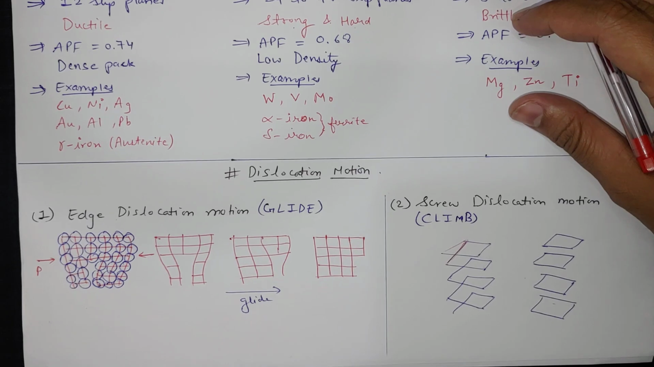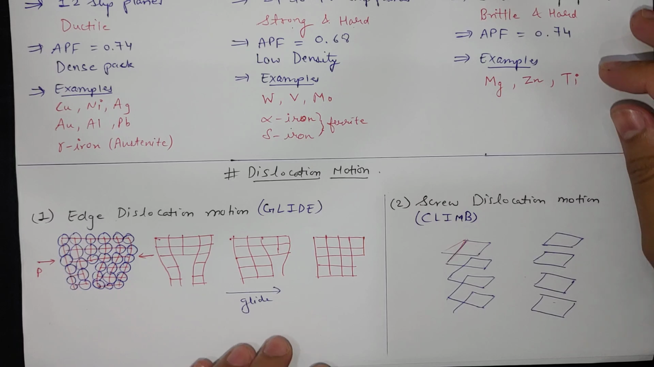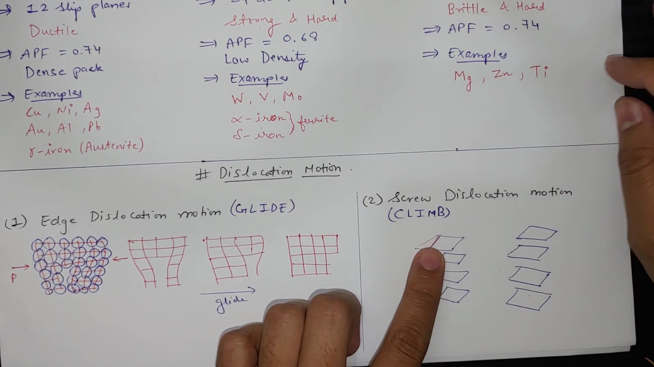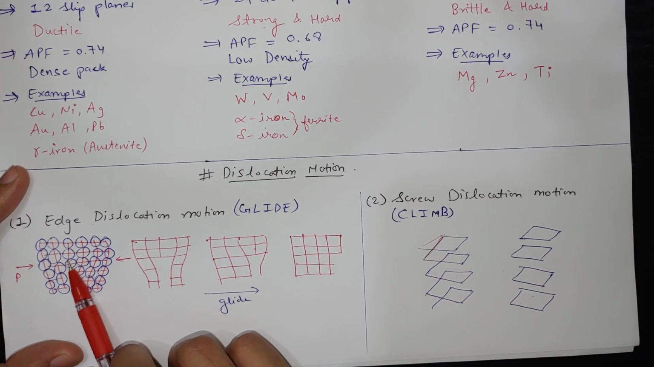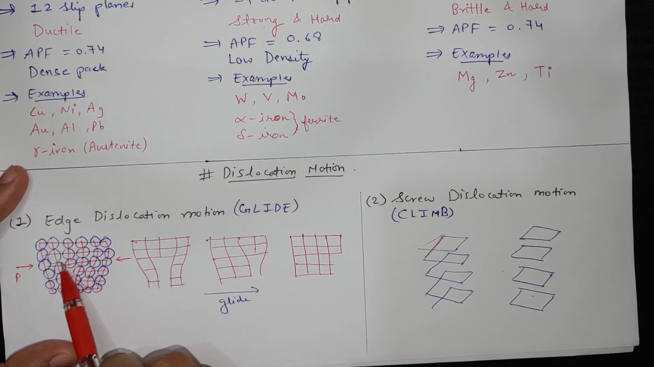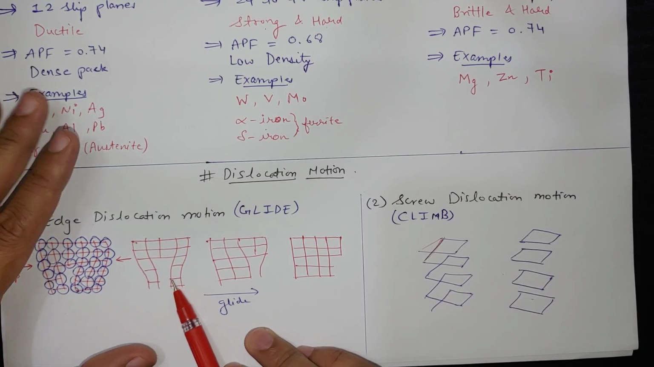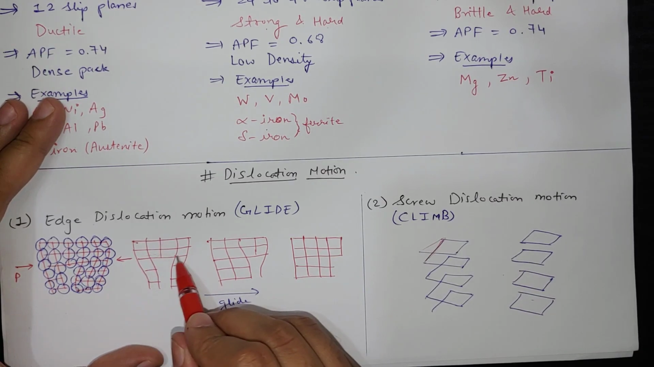So now the real question, how does the dislocation motion happen? We have edge dislocation and screw dislocation. Here we have edge dislocation, and we know that Burgers vector is perpendicular to this edge dislocation and the dislocation moves parallel to the Burgers vector. If we apply load in any direction, then this dislocation, this same arrangement I have shown in grid method, will move.